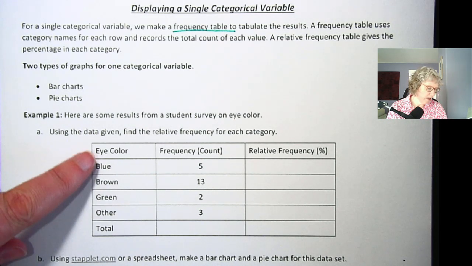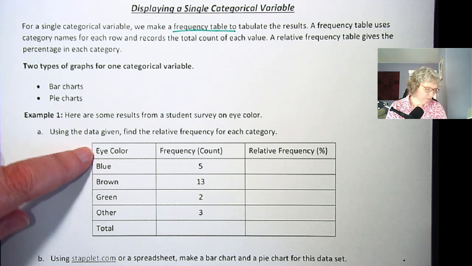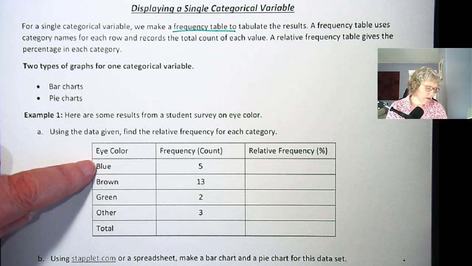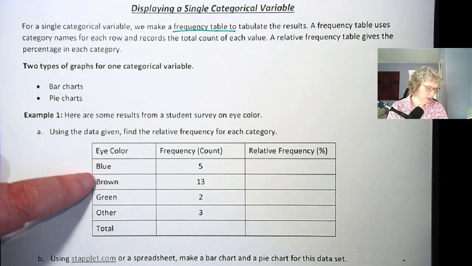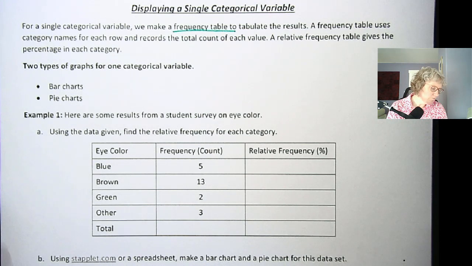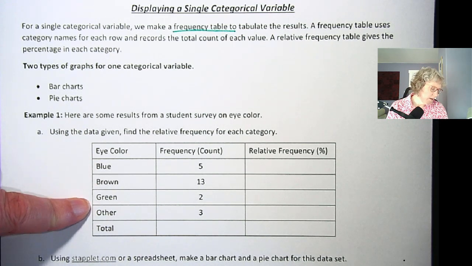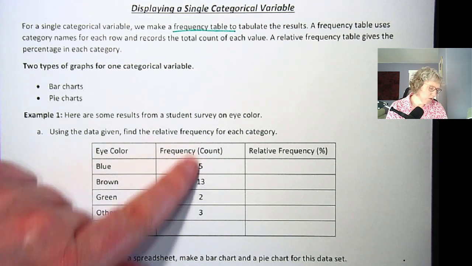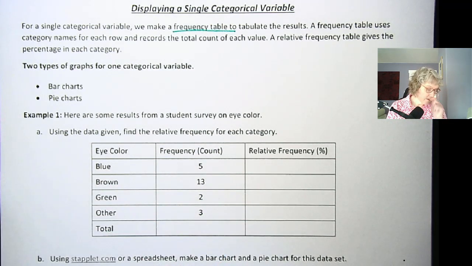This is an example of a student survey that was given to a group of students on their eye color. And then the results were tabulated. 5 students had blue eyes, 13 had brown eyes, 2 had green eyes, and 3 had something else, a different color of eyes. So this gives us the category names in the rows, and then records the total in each value. This is the count, and then we're also going to find the relative frequency, which is the percentage.